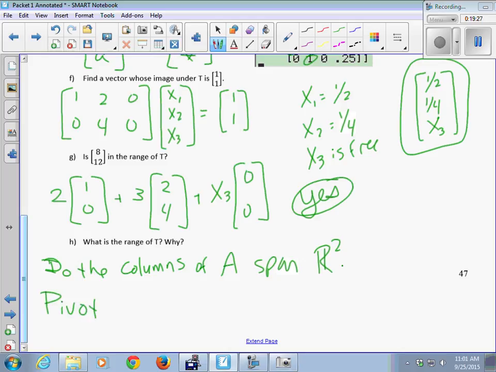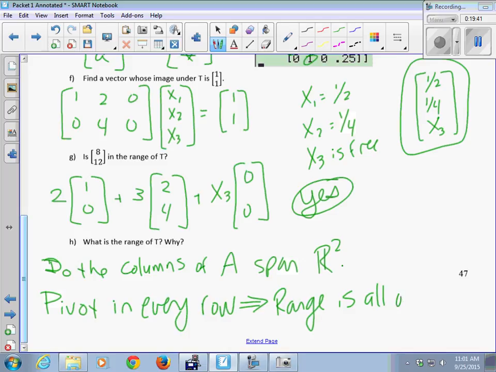Yes, a free variable is the same as having a pivot in every row. Yep. Pivot in every row implies that the range is all of R2. I can get any vector in R2 as an image of something under the mapping T.